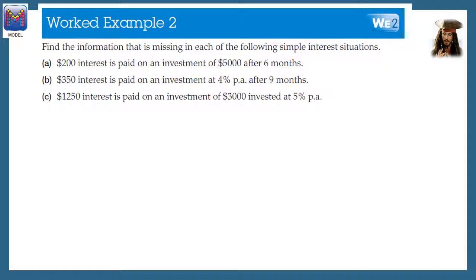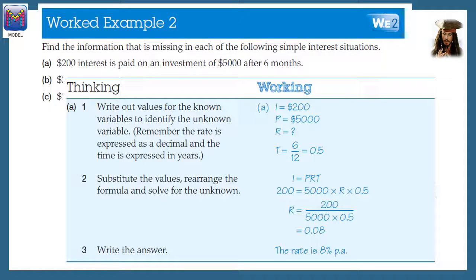Let's have a look at this example. Find the information that's missing. So in part A, $200 interest is paid on $5,000 after 6 months. So it's like you have $5,000, you put it into a term deposit and you got $200 after 6 months. So let's work out how we do this. You can see here in our working, we write down the IPRT to make life simple. Interest was $200 because it told us that in the question. Principal was $5,000. That was the investment of $5,000 that you started with.